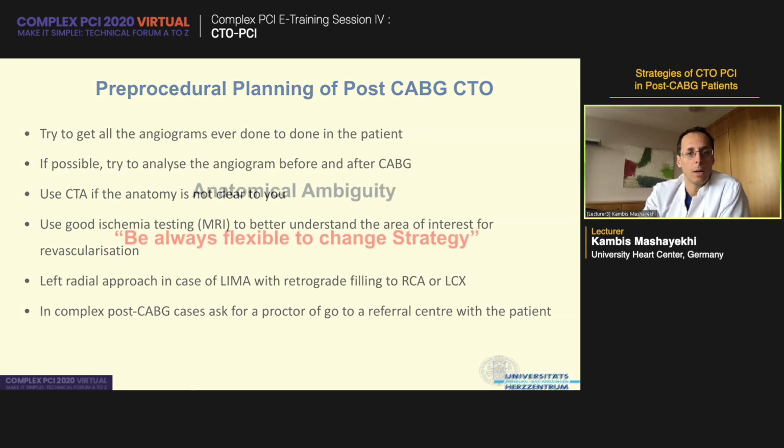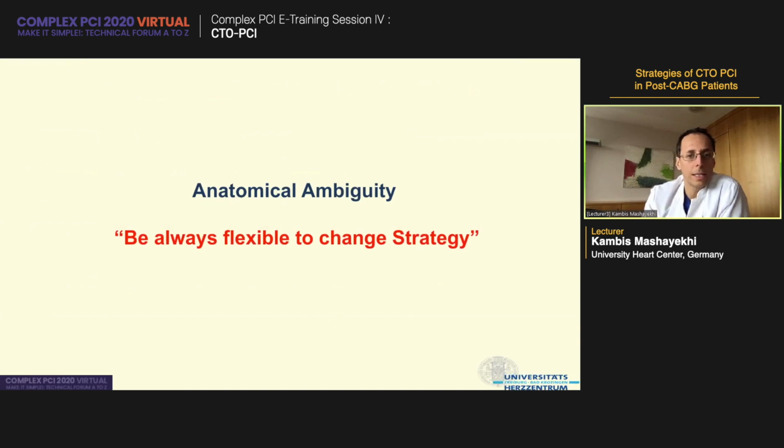So now I will go to the special anatomical subsets and scenarios. The first thing we often have is anatomical ambiguity of the proximal cap, but also of the vessel. Therefore, I think we should always be flexible to change our strategy.